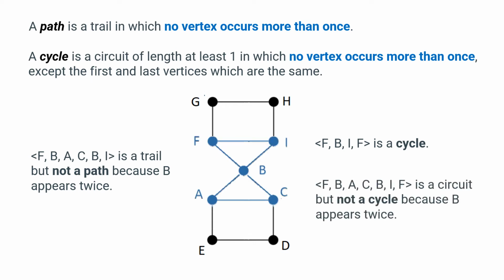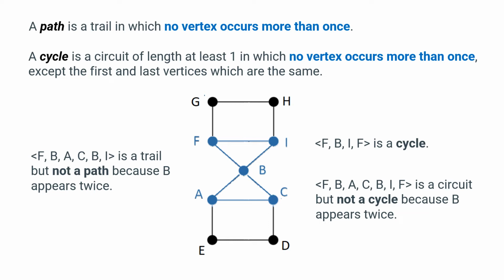But this is a circuit that would not be considered a cycle. So let's take a look. Start at F, go to B, go to A, to C, to B, to I, back to F. So it's a closed walk, and it's a circuit because we didn't walk on any edge more than once. But it's not a cycle because we did have a vertex that showed up there twice. The B was in there twice.